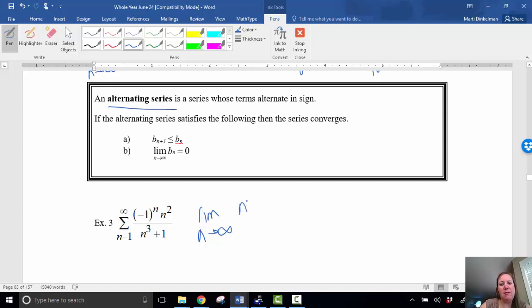So we're going to take the limit of the non-alternating part, and basically for us, the question is, is that 0? And yes, it's bottom heavy. It definitely is 0. So we get to say that this one converges.